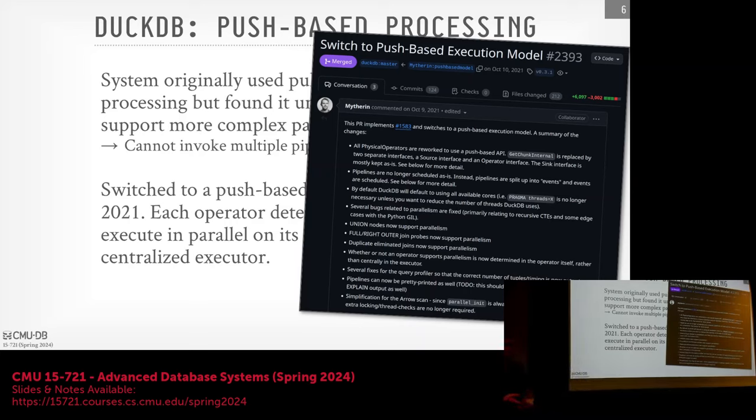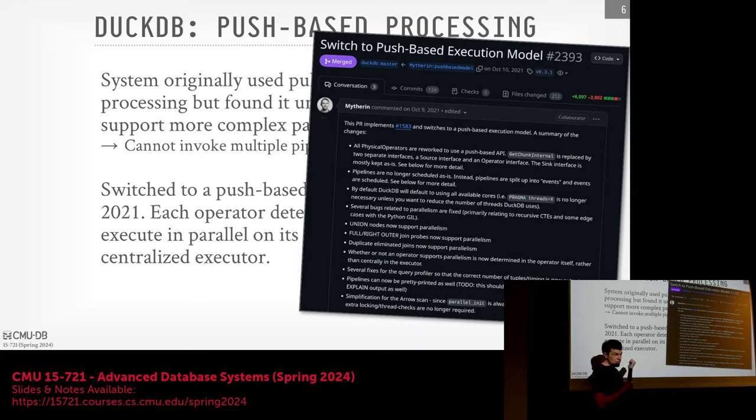What's wrong? 6K? What's that? 6K PR is huge. Yeah, I mean, because they ripped out all the pull-based stuff and switched to push-based stuff. Who reviewed that? Wow. I don't know. Anyway, it's probably a bunch of PRs combined into one, right? They probably just did it all at once.